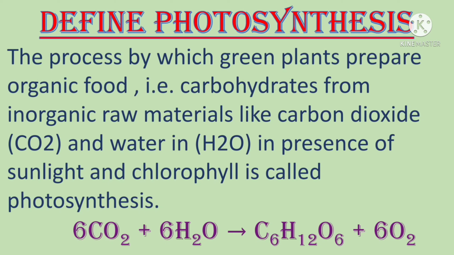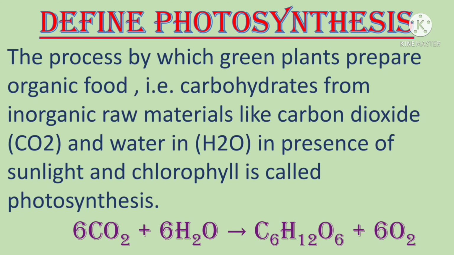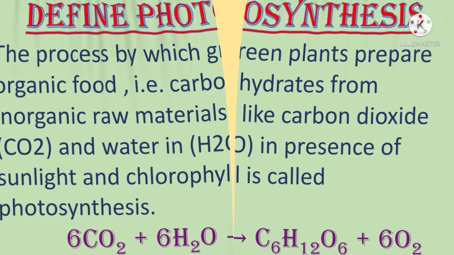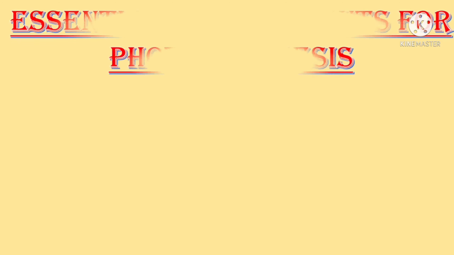How can we define photosynthesis? Simply, it is the process by which green plants prepare their organic food in the presence of sunlight and chlorophyll, and with the help of their inorganic raw materials present in the environment, that is carbon dioxide, CO2, and water, that is H2O. Now we will move towards what actually are the essential requirements of plants for photosynthesis.